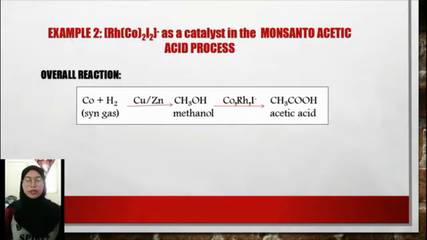Bismillahirrahmanirrahim. Assalamualaikum. My name is Nurul Nadhirah binti Ramli, and I'll be explaining example 2, which is RhCO2I2 as a catalyst in the Monsanto acetic acid process. So this is the overall reaction: the CO and H2 syngas will react with copper and zinc to obtain methanol. This methanol will then react with the carbonyl, rhodium and iodide to obtain acetic acid as the final product.